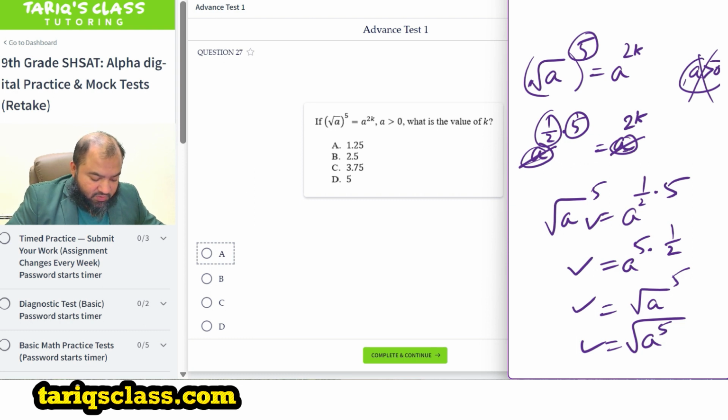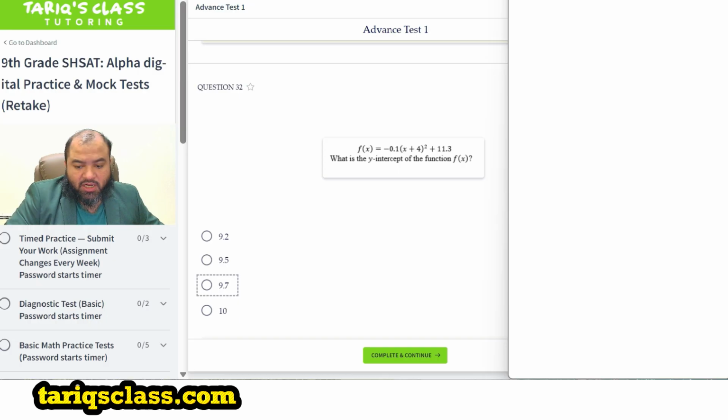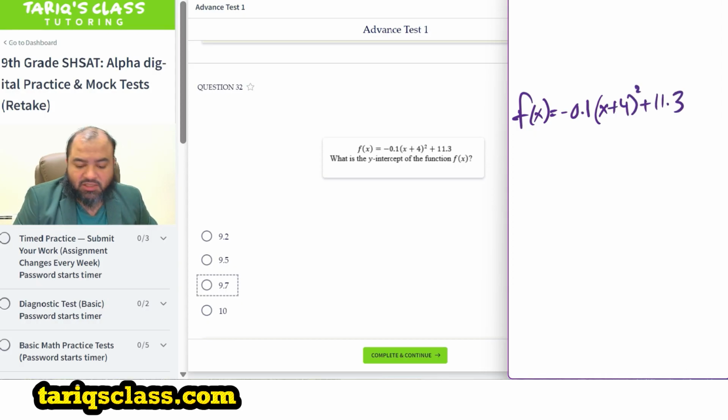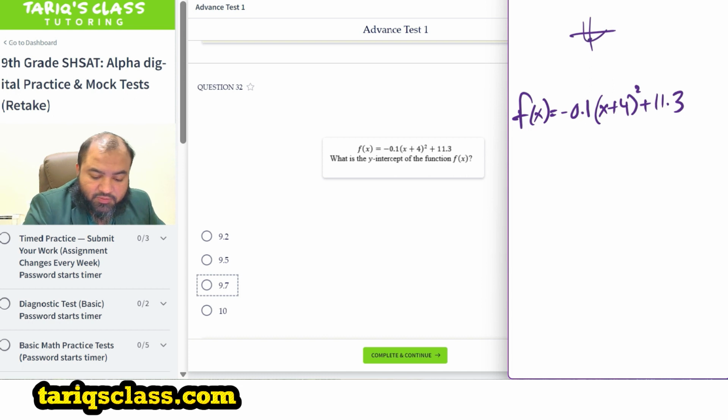That's what this question was. Okay, let's try this question. It says 32 here from Alpha platform. Function. So f of x equal to negative 0.1 times (x plus 4) squared plus 11.3. Function, the first thing you think about is I can just plug in something. You have to, most of the time. So what is the y-intercept of this function? Remember, if you want to find the y-intercept, what do you do? You plug in, set x equal to 0.